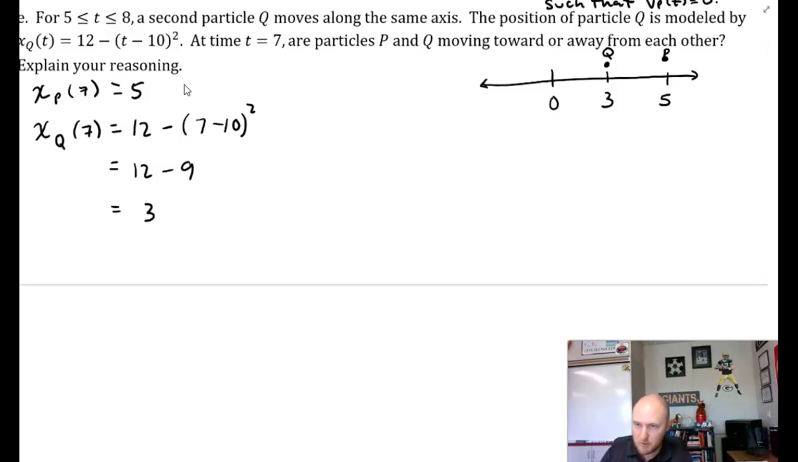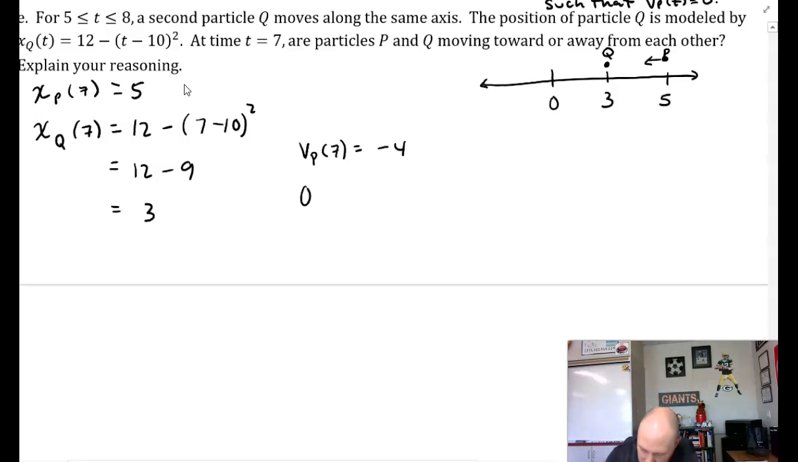But what will tell me which direction they're going is their velocity. So I'm going to analyze the velocity of p at 7. And if I look at the velocity, that is -4. So what that tells me is that p is moving left. So I know that that particle is moving towards q. But is q moving towards p? Are they moving towards each other?